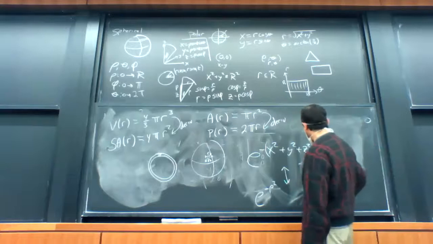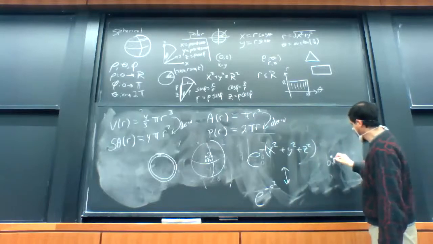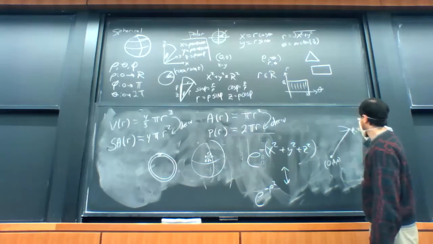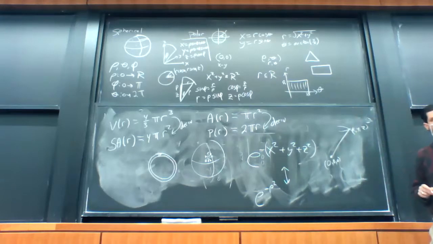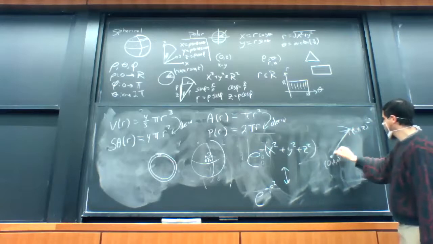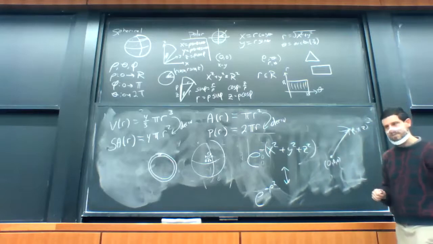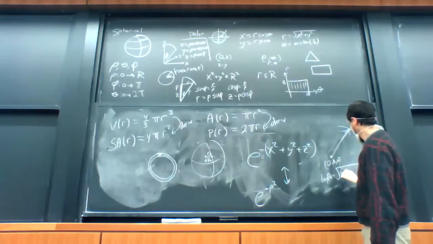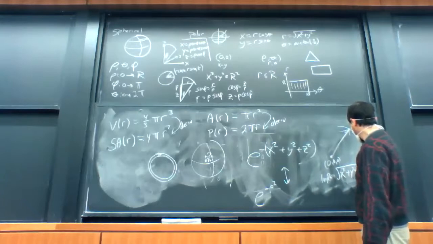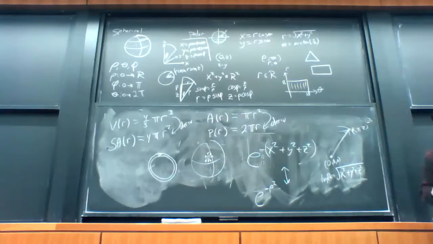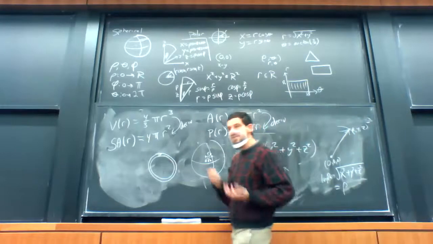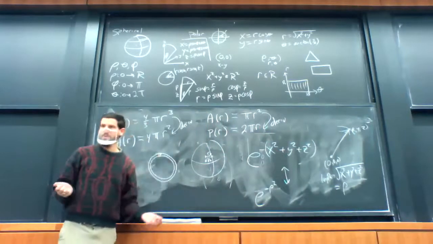The other way of looking at it is here's the origin 0, 0, 0. Here's my point x, y, z in spherical coordinates. So I have a vector from 0, 0, 0 to x, y, z. What's the length of that vector? It's just the square root of the sum of the squares of the components. And that's right. So this is a nice consistency check that we're not doing anything absurd.